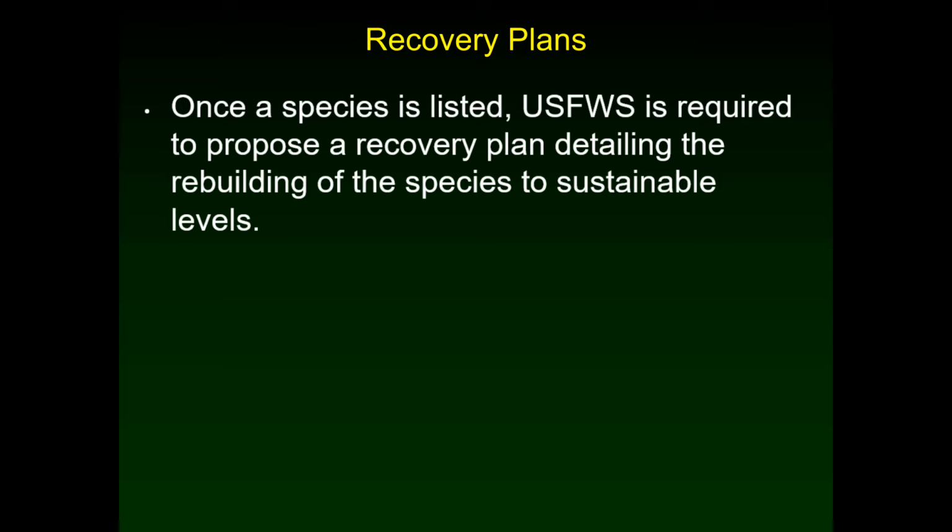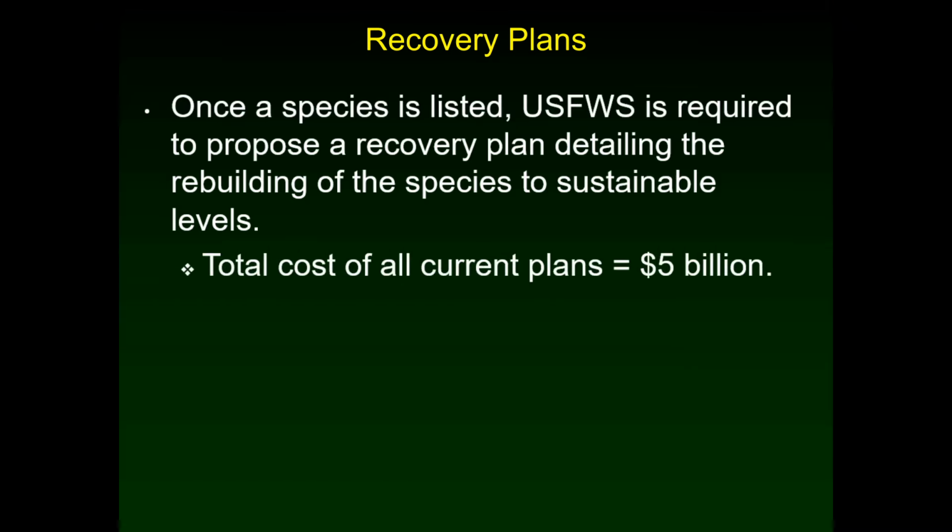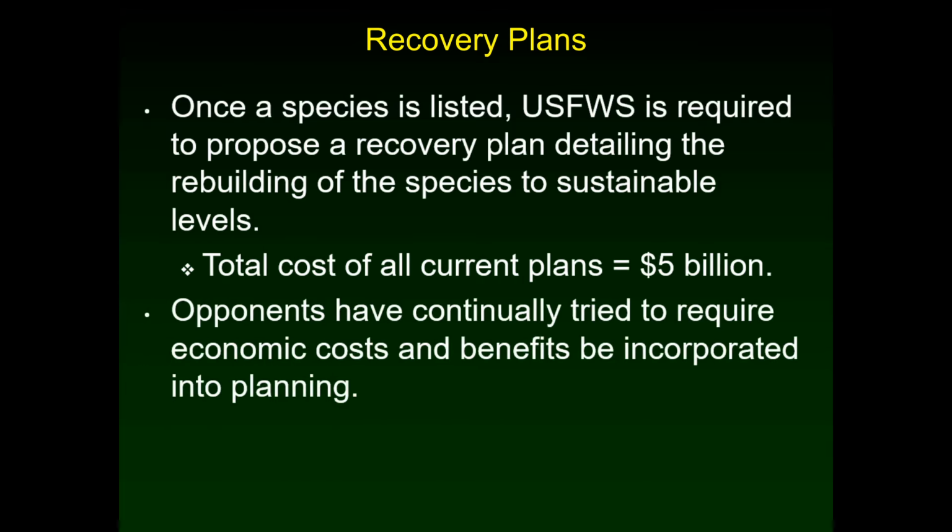So once a species is listed, the U.S. Fish and Wildlife Service is required to propose a recovery plan detailing the rebuilding of the species to sustainable levels. Total cost of all current plans is around $5 billion. I know it seems like a lot of money, but it's really not all that much. Opponents have continually tried to require economic costs and benefits be incorporated into planning.